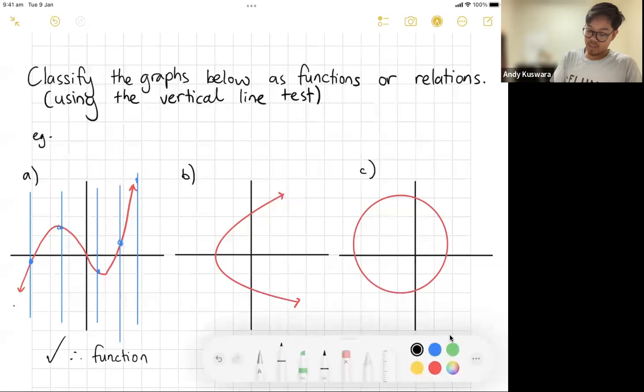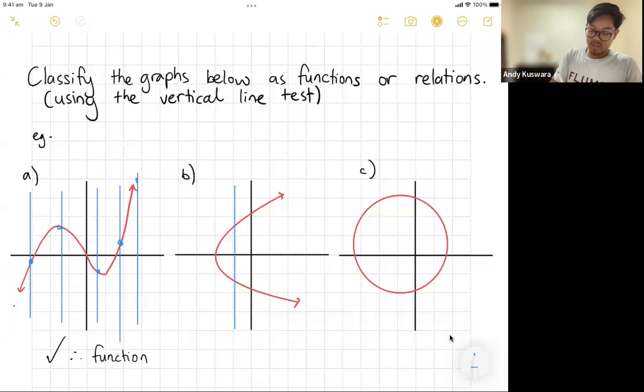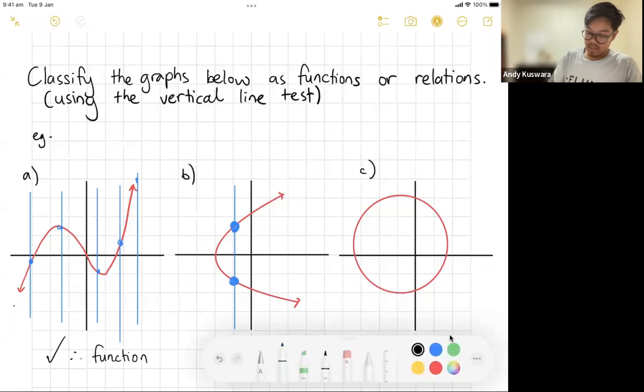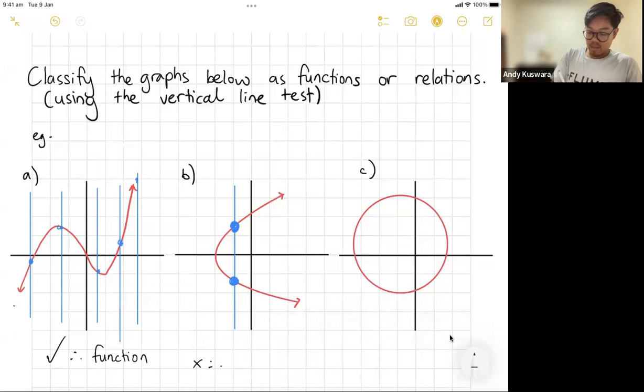Now, in this next one, if I did the same thing, I can see immediately that not only do I cut the graph once, but I'll cut the graph twice, which means it's not one-to-one like we talked about last video. It's actually for one x value, we have two y values. So in this case, it does not pass and it's not a function. In other words, we just call that a relation.